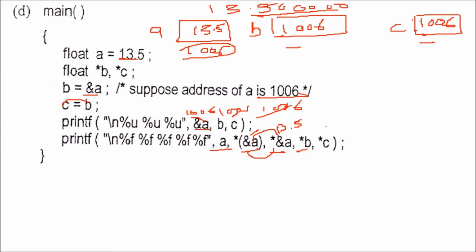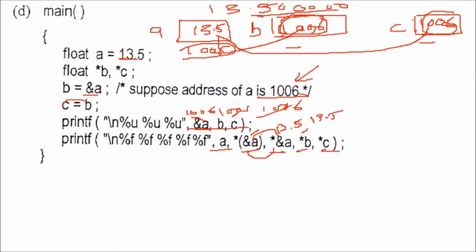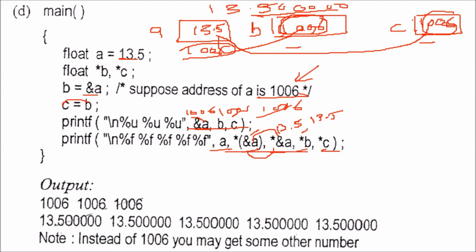Star B. Star B means the value at B. So this B is 1006. What is the value of B? The value which B is pointing to. B is pointing to the value 13.5. Again 13.5. Value of C. Again, C has 1006. It is also pointing to the same value. That will be 13.5. So in the above case, all 1006 will be printed as the address is given. This can be anything. When you run this program, it will be different. And these all will show 13.5. So this is your output.